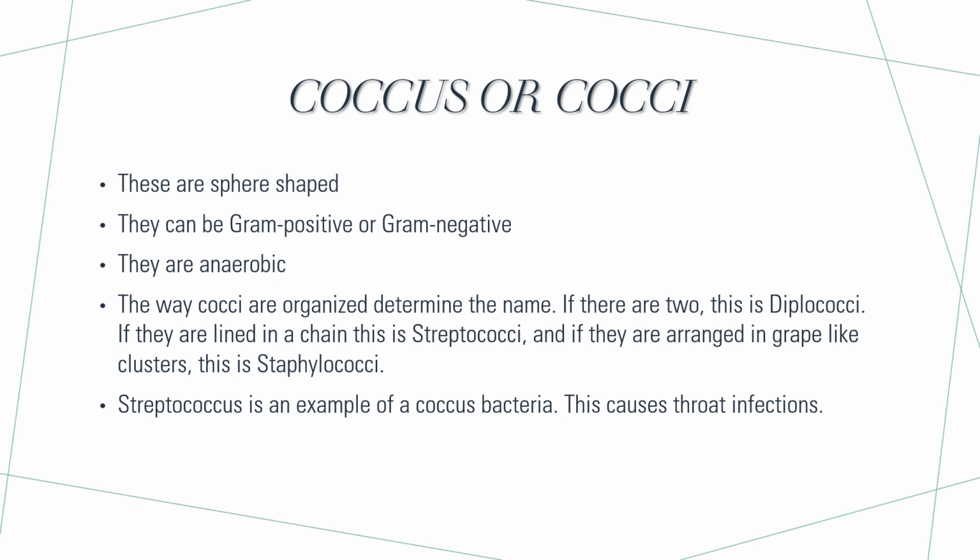Next, we'll talk about the coccus or cocci. These are the sphere-shaped, which you think of circles. They're gram-positive or gram-negative, depending on the type. They're anaerobic, which means they do not require oxygen. They're organized differently, and it determines the name. We'll go a little more in depth in that in just a second. But you have diplococci, streptococci, staphylococci.